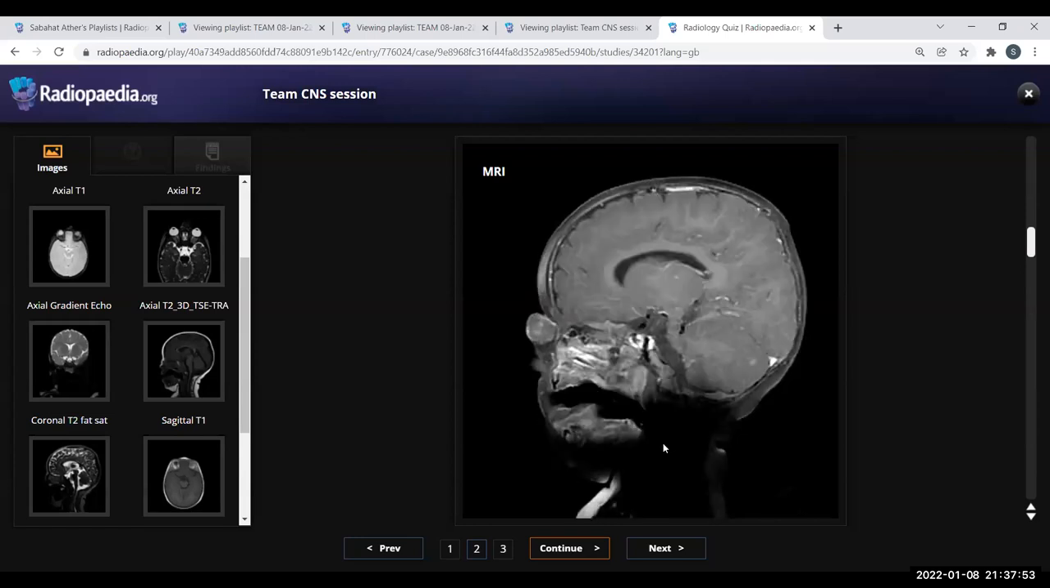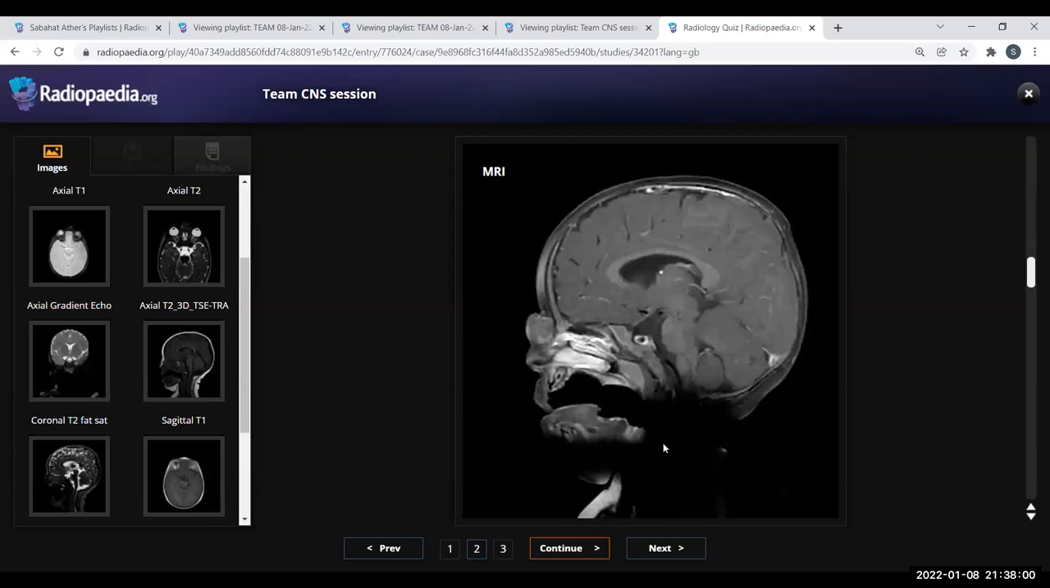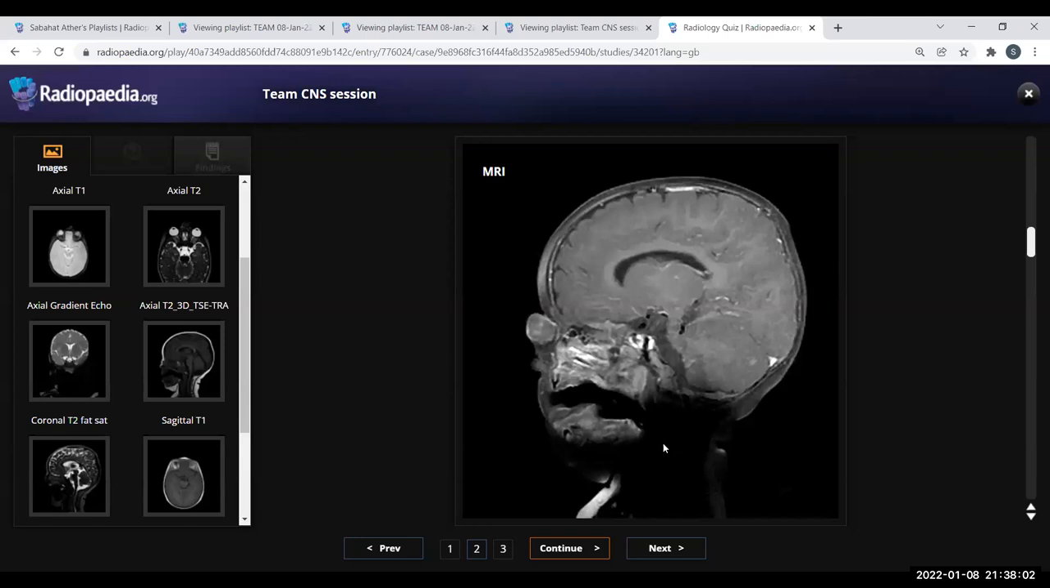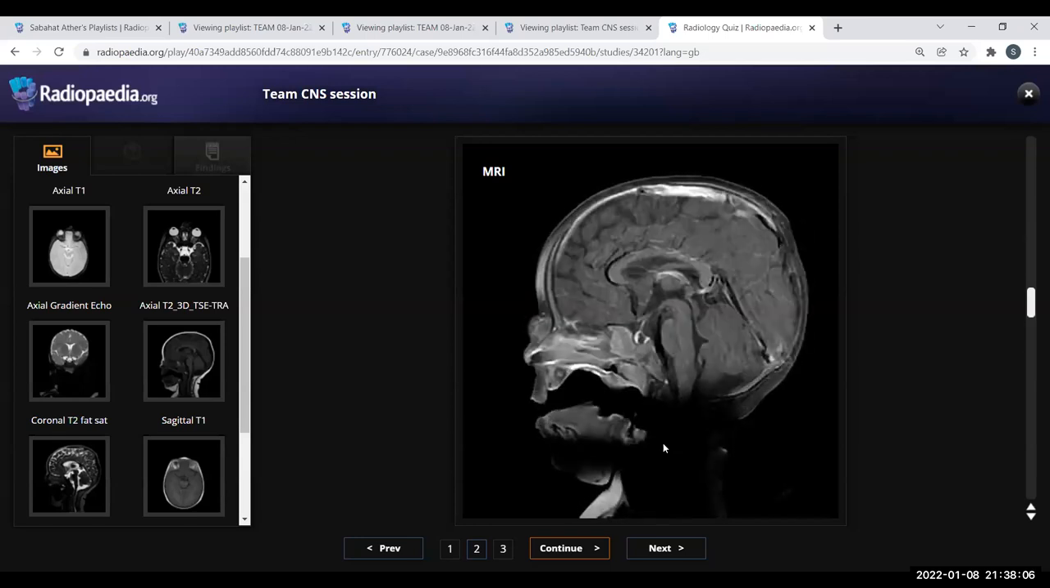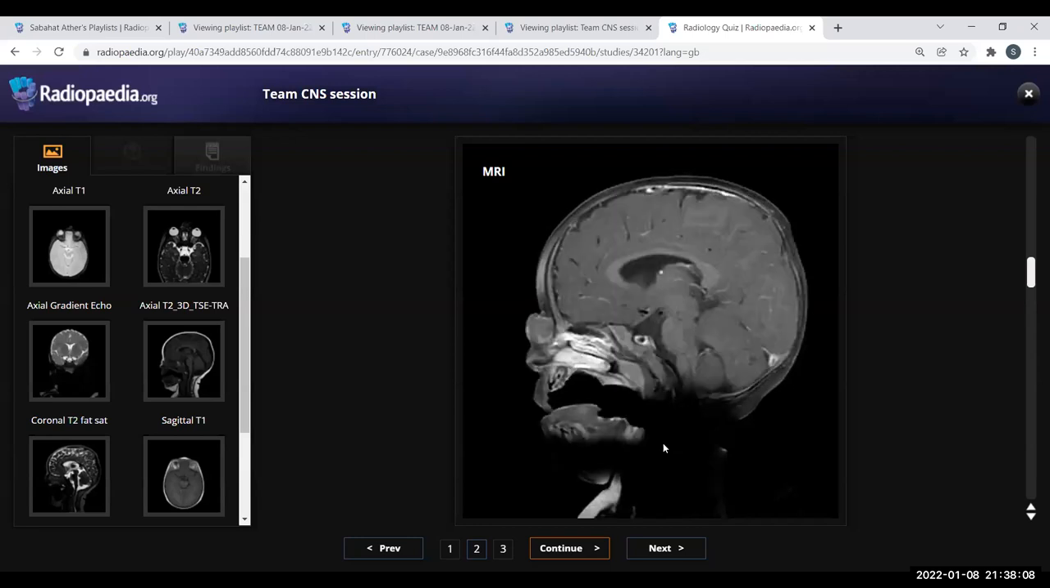Do you recall the history of this patient? A nasal mass wherein they were trying to rule out any intracranial extension. Yeah, so this could be an encephalocele. Are you sure about encephalocele?